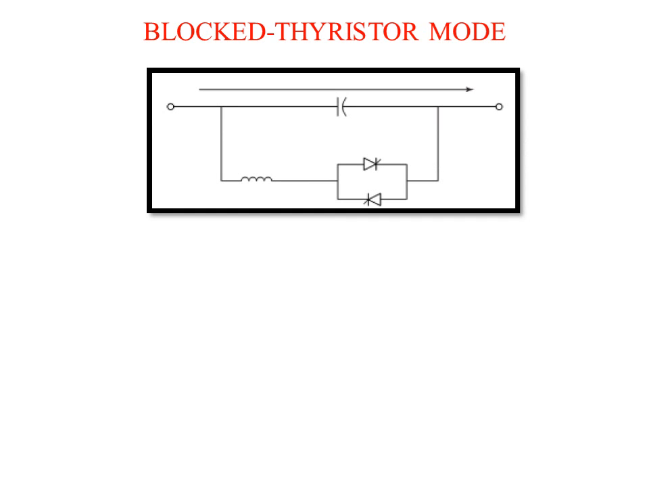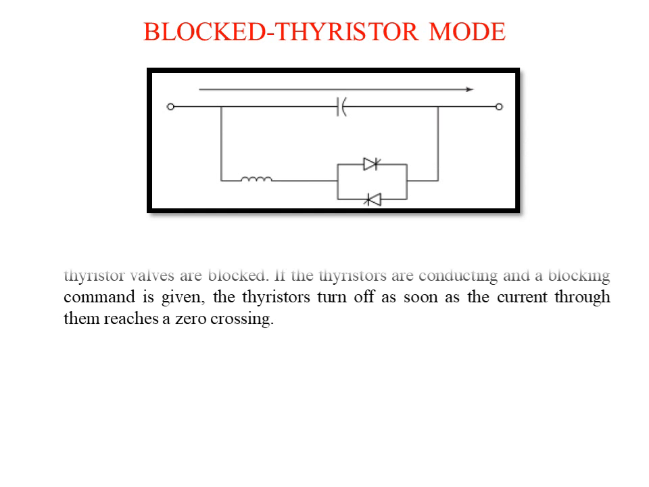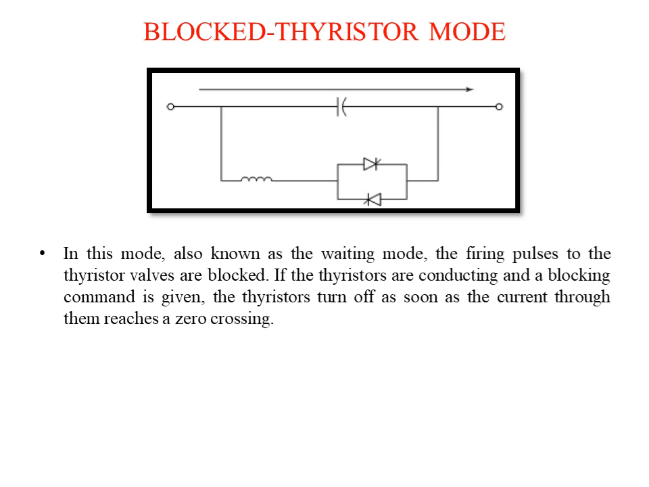So this was about the bypass mode. Now the second mode is block thyristor mode. This is the diagram of block thyristor mode. In this mode, also known as waiting mode, the firing pulses of the thyristor valves are blocked. If the thyristors are conducting and a blocking command is given, the thyristors turn off as soon as the current through them reaches zero crossing.